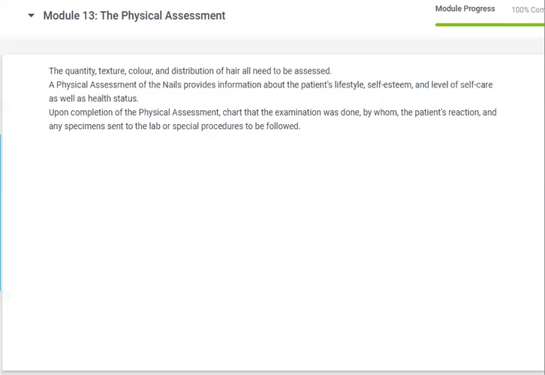Upon completion of the physical assessment, chart that the examination was done, by whom, the patient's reaction, and any specimens sent to the lab or special procedures to be followed.